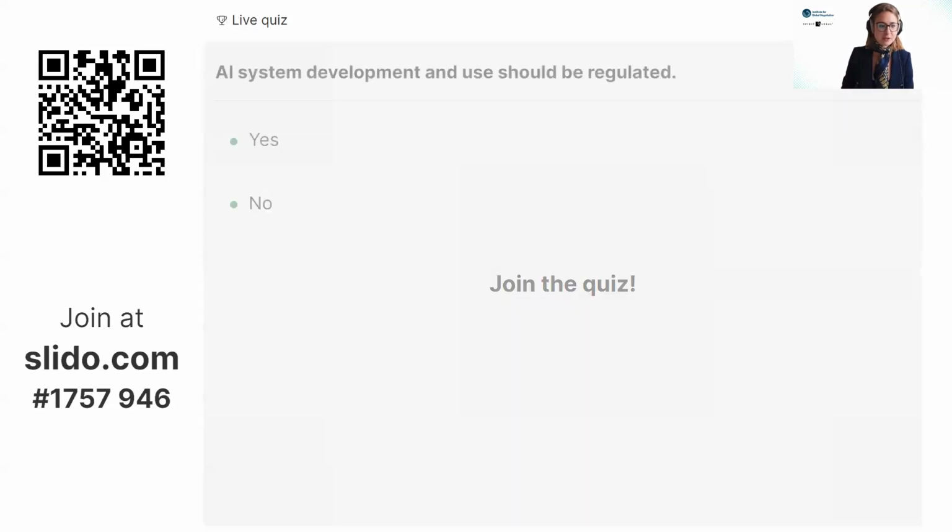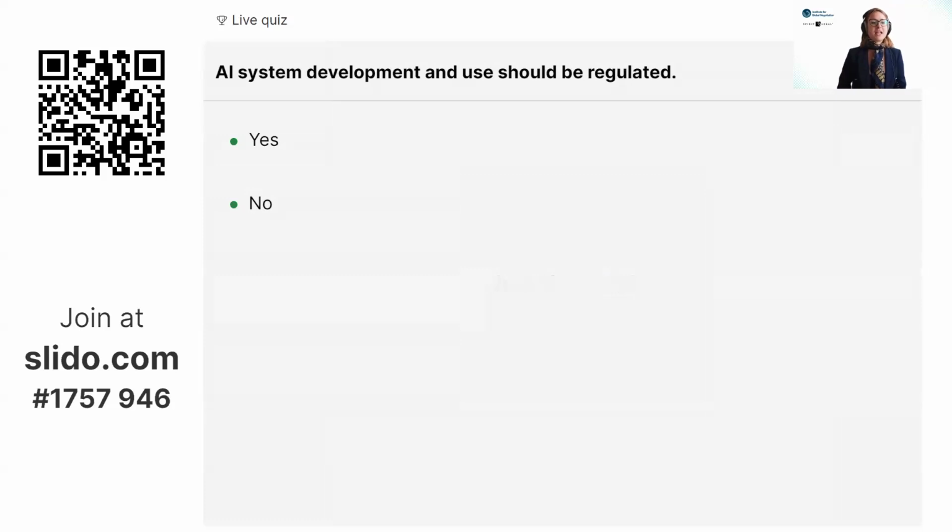And now the final one: AI system development and use should be regulated. By the way, there is a correct answer to this question.